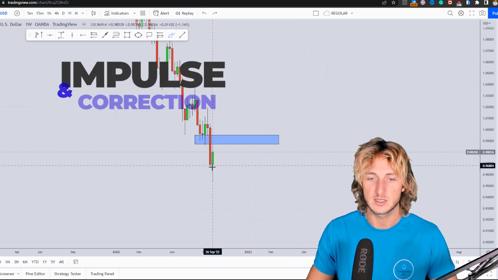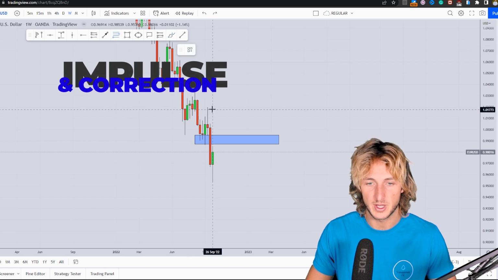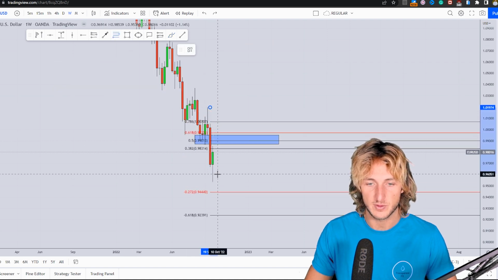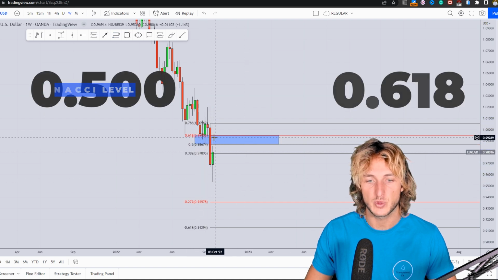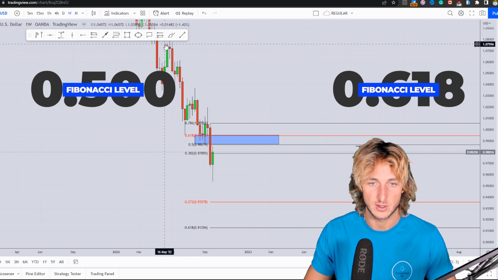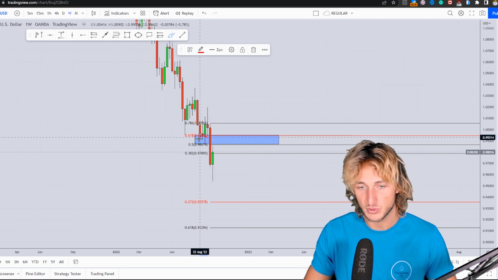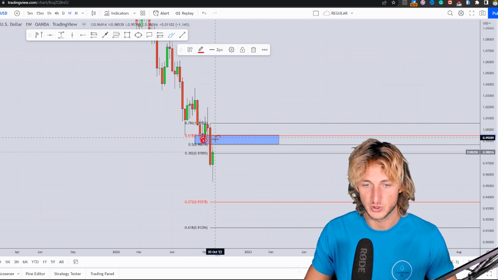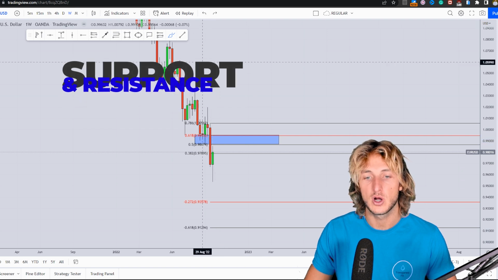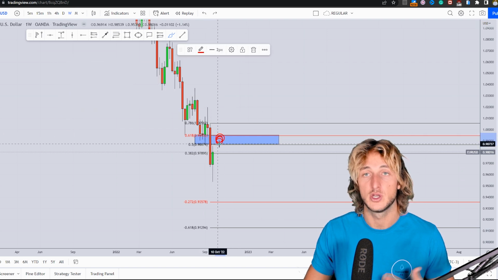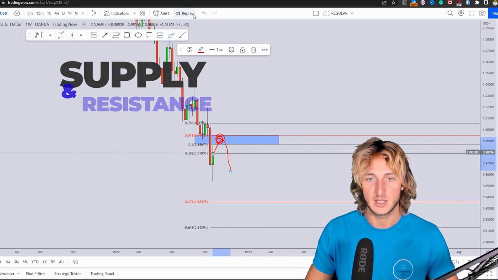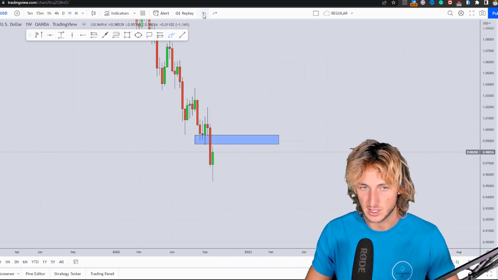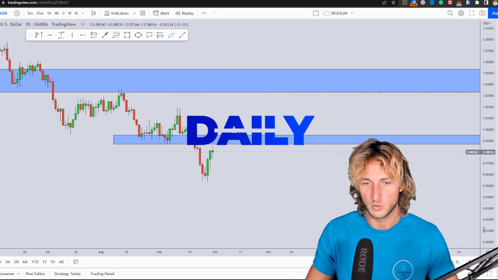Also here on the weekly, since we have an impulse, if we want to measure the correction, we must take our Fibonacci from the high to the low of the impulse, and we can notice how here the 50% and 0.618 golden ratio are aligning perfectly with the previous daily support, which is now turned resistance, creating also here a confluence of supply and resistance that we could expect this market to test and then to potentially reject to the downside. Dropping down to the daily, what do we have?